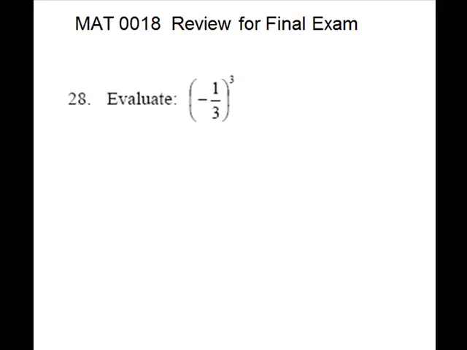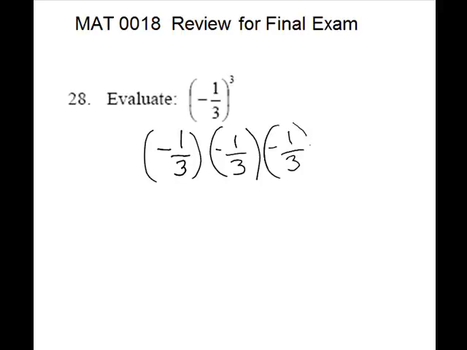We'll look at one more fraction problem on this video. Evaluate negative 1/3 to the third power. The exponent means that you have 3 copies of this base. So we have negative 1/3 times negative 1/3 times negative 1/3. So all multiplication.